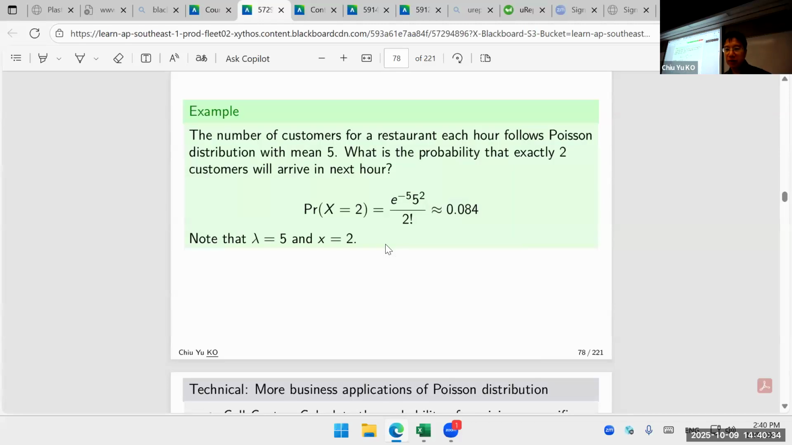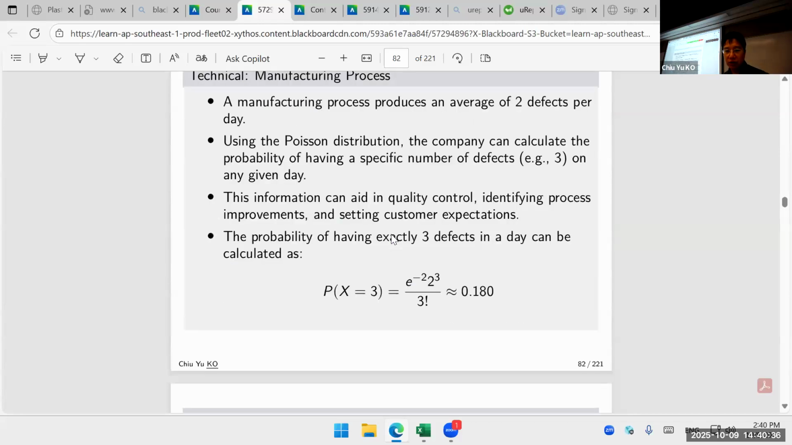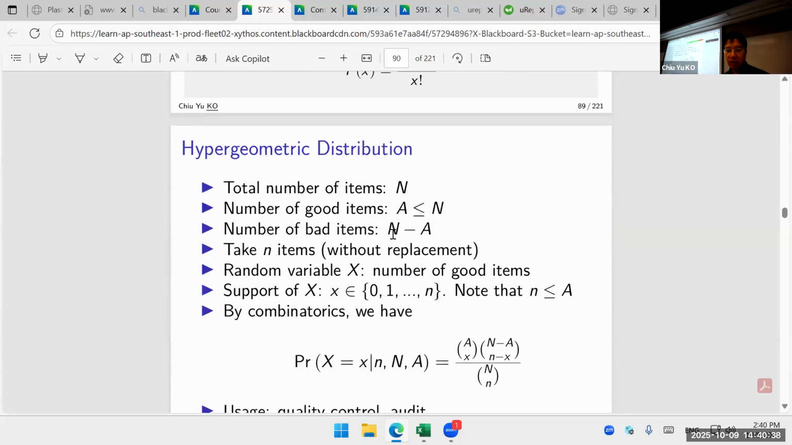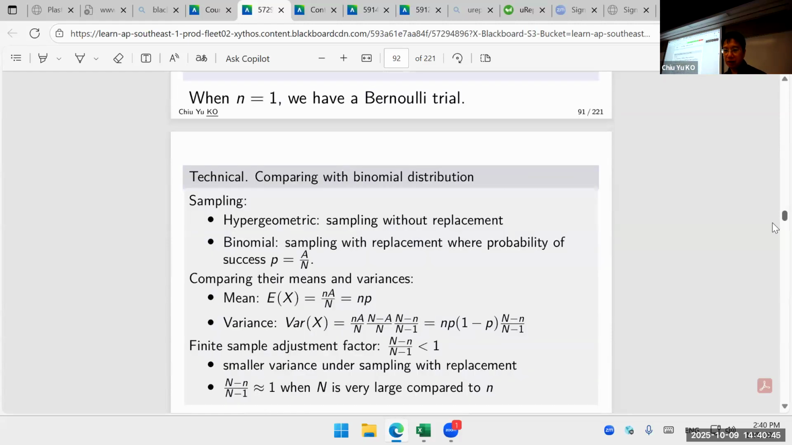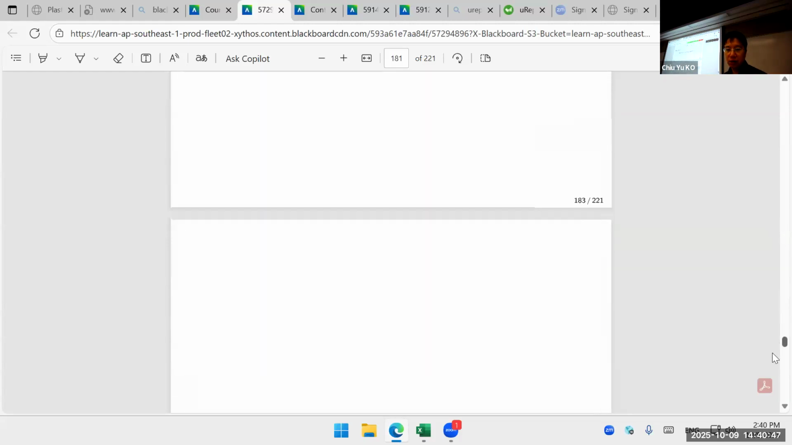Once we know the Poisson, we want to do the next one, hypergeometric. Okay? You have hypergeometric with N, A, and X. Let's look at the question again.